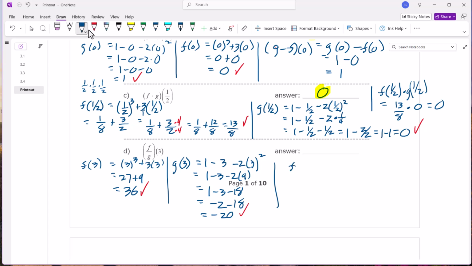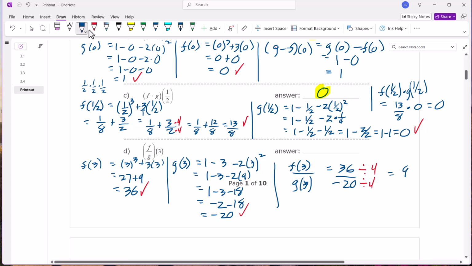So we'll do f of 3, which we worked out, divided by g of 3, to get 36 over negative 20. You could do a decimal, but I'd prefer a reduced fraction. So both of these things divide by 4. So that would be 9 over negative 5.